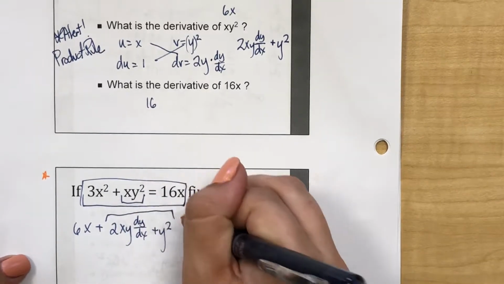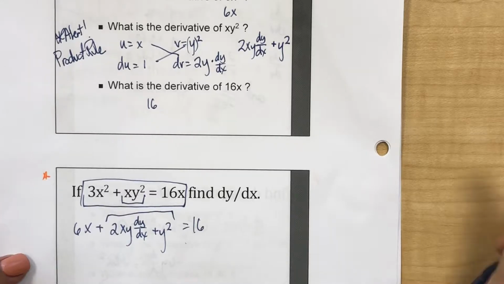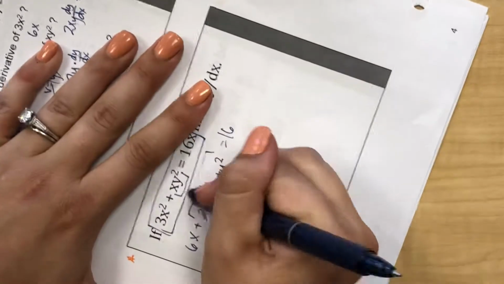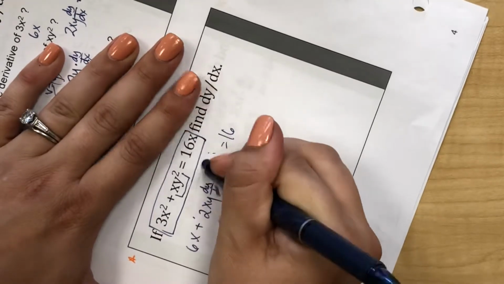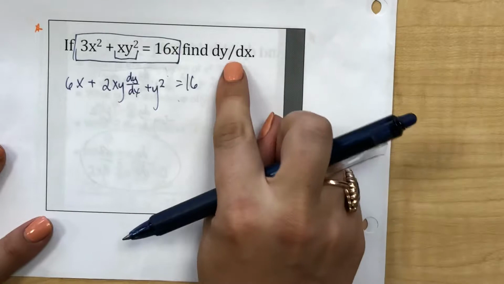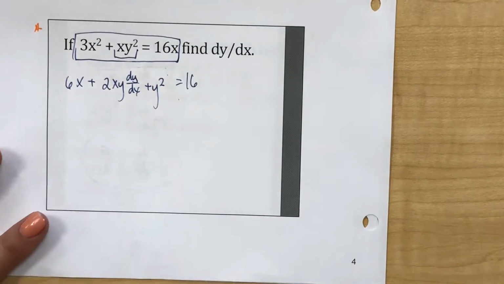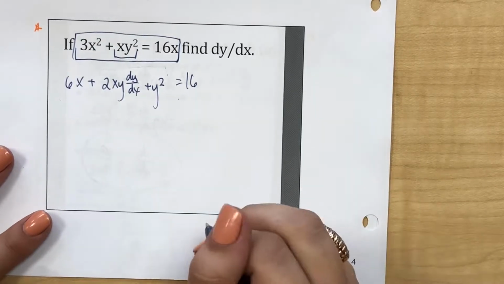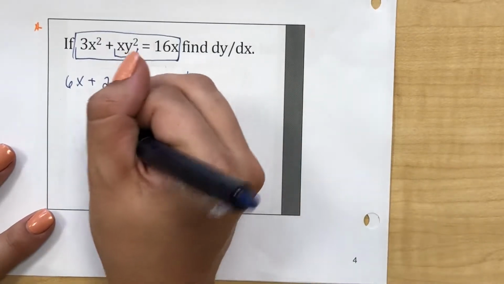Okay, now I'm going to do the equals sign. The derivative of 16x is 16. Okay. So now it's asking for me to find dy dx, so I'm just going to isolate that. So I'm going to group all my terms that don't have a dy dx to the other side. I'm going to say that again. All my terms that do not have a dy dx, I'm going to put on the other side.